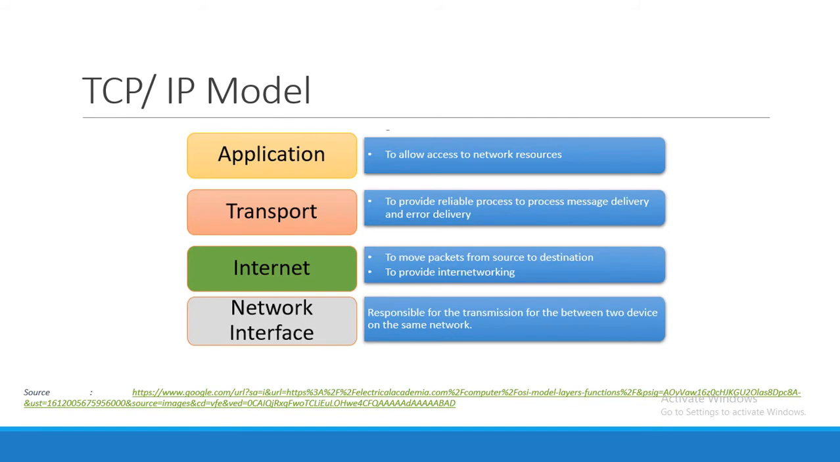Here I'm going to explain about the TCP/IP model. This model has 4 layers. The 4 layers are network interface layer, internet layer, transport layer, and application layer. Network interface layer is responsible for transmission between two devices on the same network. Internet layer is used to move packets from source to destination and to provide internetworking. Transport layer is used to provide reliable process to process message delivery and error reporting. Application layer is responsible for allowing access to network resources.